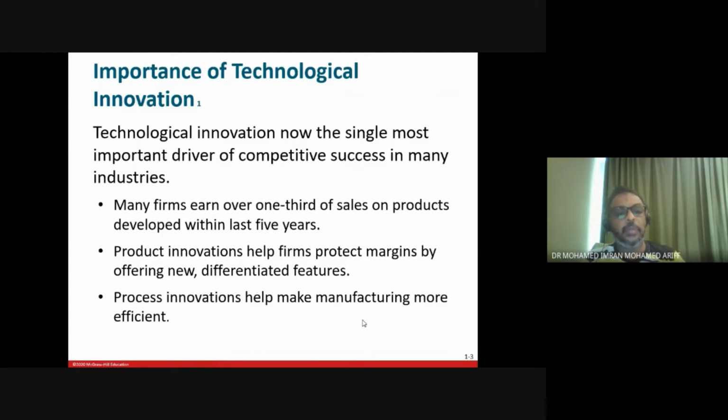Okay. So many firms earn over 1/3 of sales on products developed within the last 5 years. So this statement is quite confusing. What does it mean? Does that mean that over the period of 5 years, baru 1/3, ataupun 1/3 of the sales in a total of 5 years? So this is very confusing. So it can mean both ways.